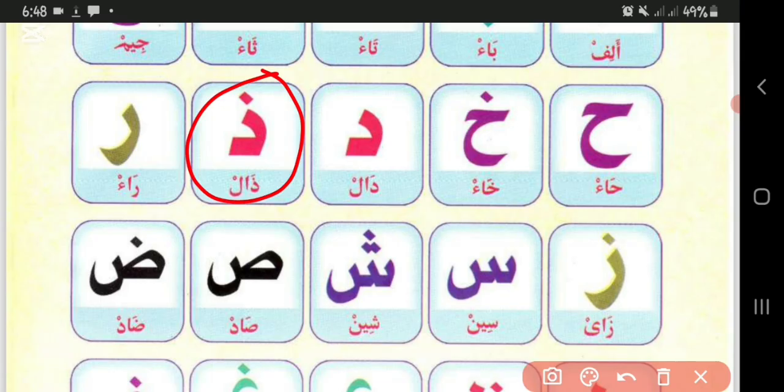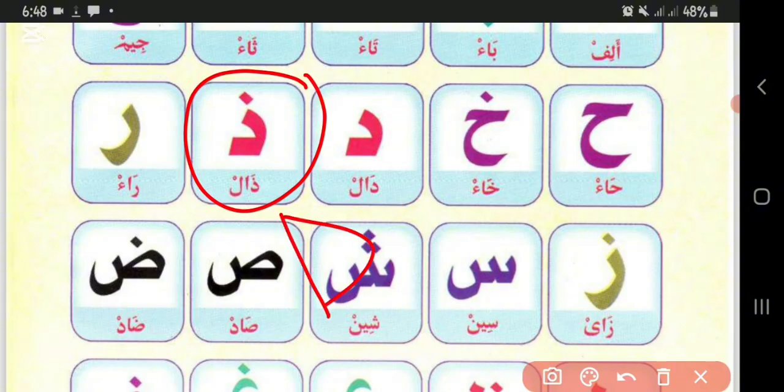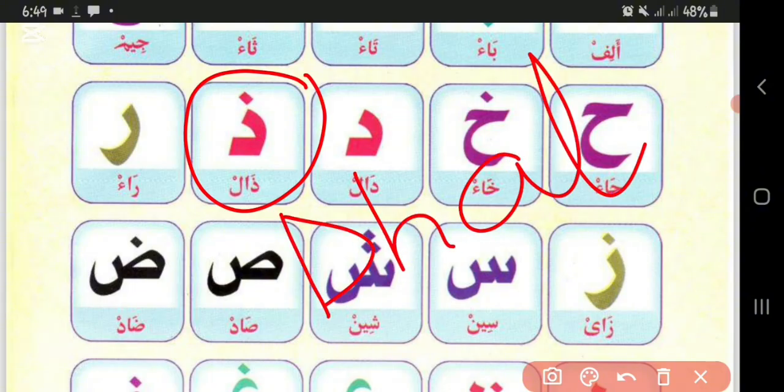So the other letter is this. You can see that it has a dot. It is called zal. What do I call it? Zal. This is the transliteration: D-H-A-L. Zal.